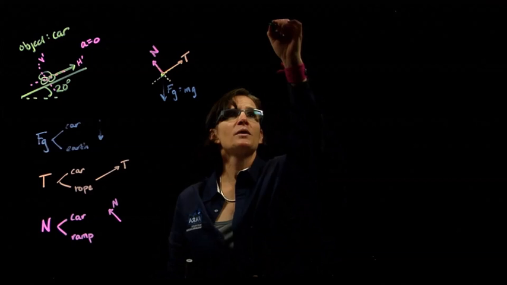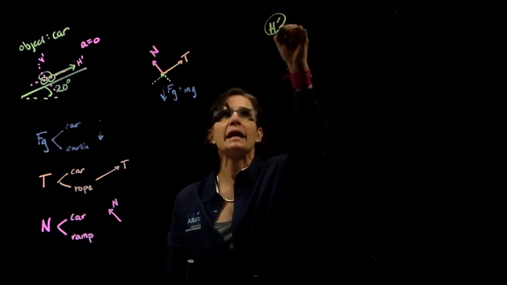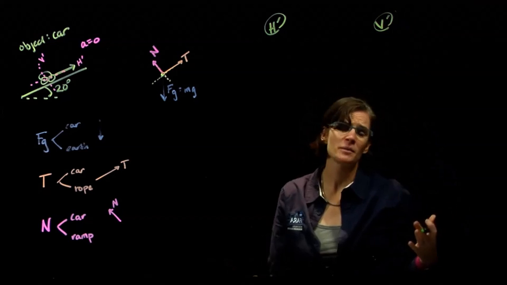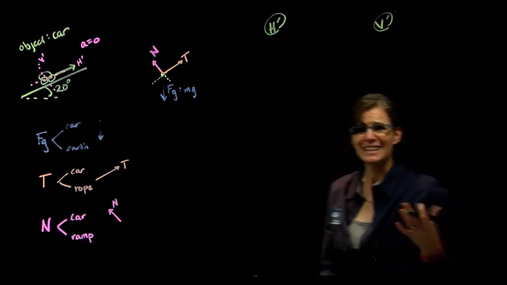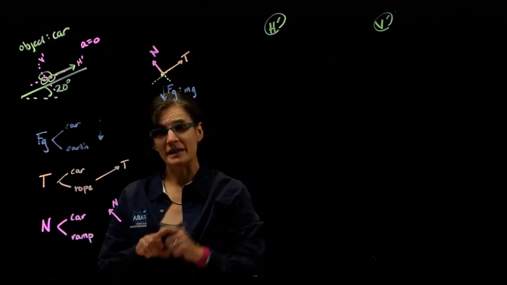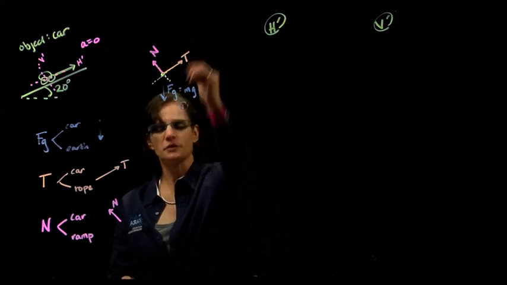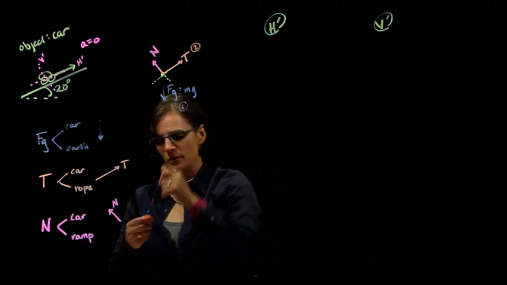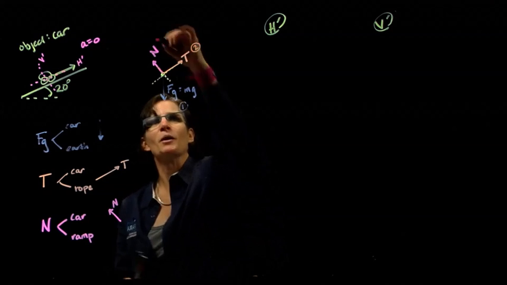Okay, so we're going to separate now into our h prime and our vertical prime. Again, I'm only calling them primes to help us recognize that it is a rotated coordinate system. So separating our forces into their horizontal and vertical components with respect to h prime and vertical prime.